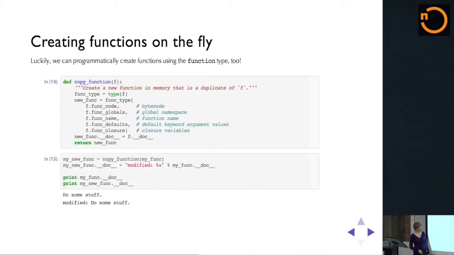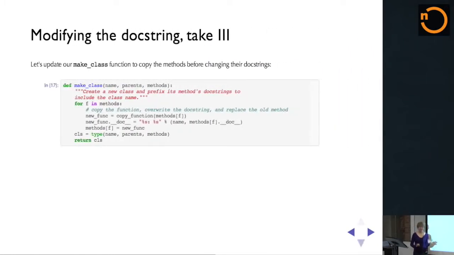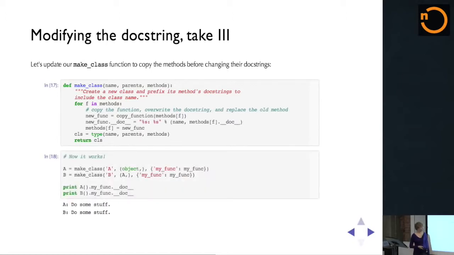So we'll take my func and we'll copy it to create my new func, and then change the doc string for my new func, and we print out the doc strings, and it is in fact modified. The second one is, the first one isn't. So this seems to be the behavior that we want. Take 3 now. We'll try it again. We're going to modify our makeClass function to, before modifying the doc string, also copy the function that it's been given, and then create the class using these new copied functions, and hopefully this should work. And in fact, it does. So here we're making class A, making class B. They both take my func, which are the same object. But because this makeClass function now copies the functions, we get different doc strings for the 2 different methods.